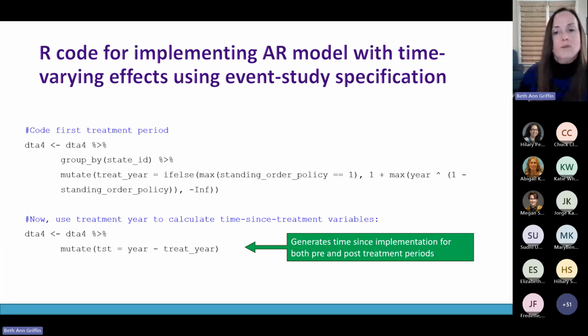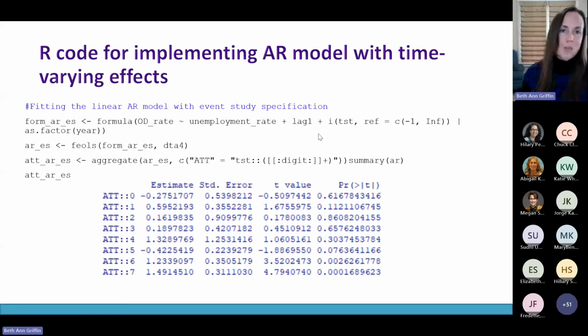Once you've done those data steps, what's really nice is you end up with output that looks more similar to what we've been seeing for synthetic control and Callaway Sant'Anna, where you get a series of time-varying effect estimates for the policy variable. So what we see here is that the instantaneous effect at 0 is basically negative 0.27. We're not seeing much significance.